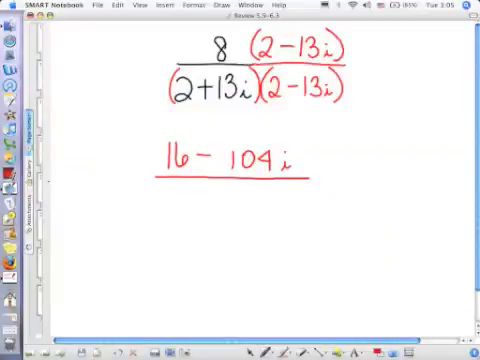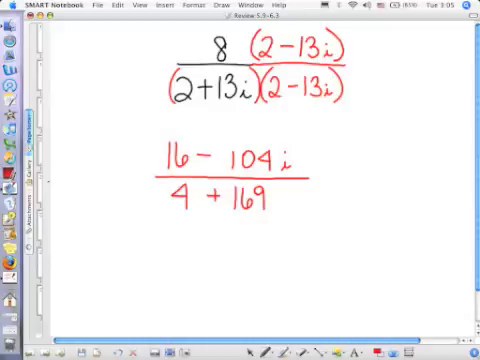Our first terms, 2 times 2, give us 4. Our inner and outer terms go away, which was the whole purpose of doing this. And last times last is positive 13 times negative 13, which is negative 169, times i squared, which changes the sign.